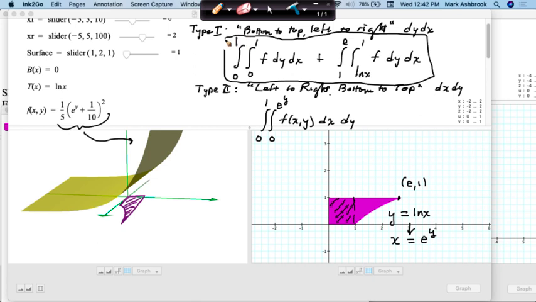That's right. And then this time the type 2, you can do it in one integral, because you go left to right. You go 0 to ln of x, which is x equals e to the y, and then y from 0 to 1. So in this case, the type 2 is one integral, and the type 1 had to be split up because the bottom was split up. The bottom is split between y equals 0 and y equals ln of x.